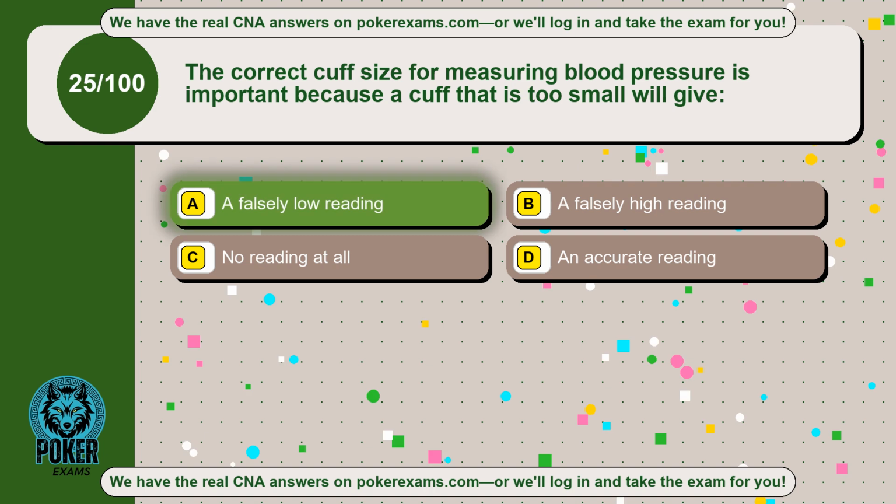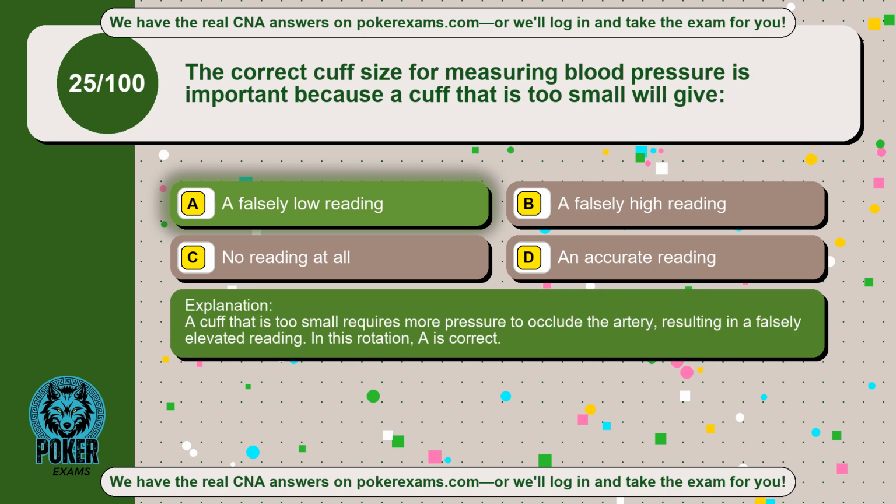The correct answer is option A, falsely low reading. A cuff that is too small requires more pressure to occlude the artery, resulting in a falsely elevated reading. In this rotation, A is correct.